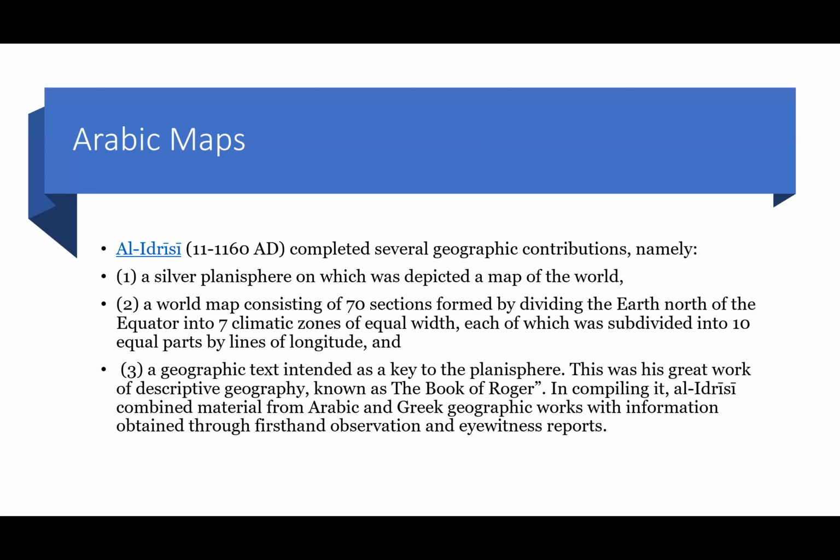Can't leave out the Arabic maps and the Arabic contributions. Al-Idrisi completed several geographic contributions, and namely these things you'll learn about. A silver planisphere on which was depicted a map of the world, a world map consisting of 70 sections formed by dividing the Earth north of the equator into 7 different climatic zones of equal width, which was then subdivided into 10 equal parts by lines of longitude.